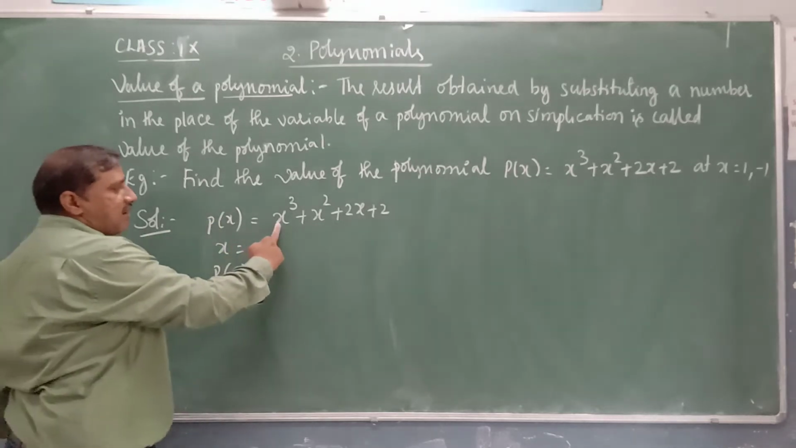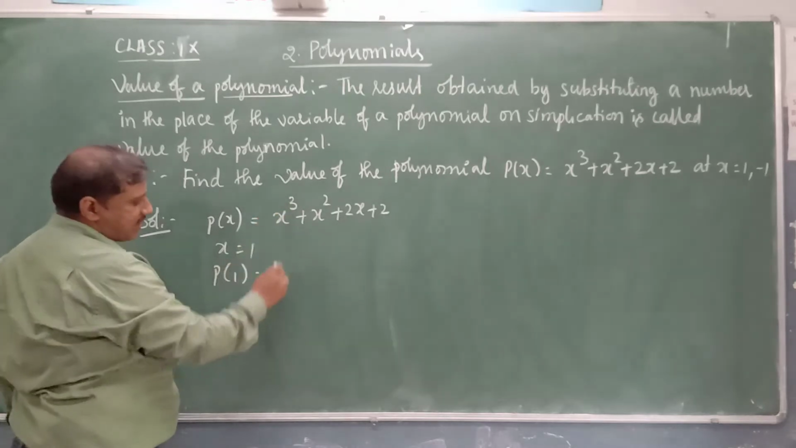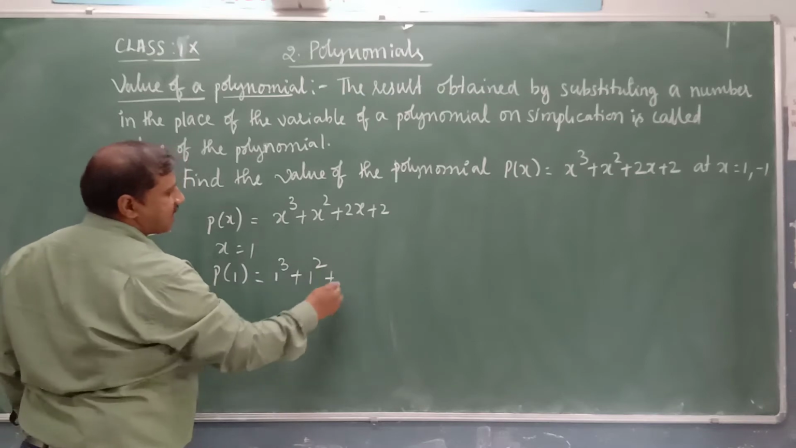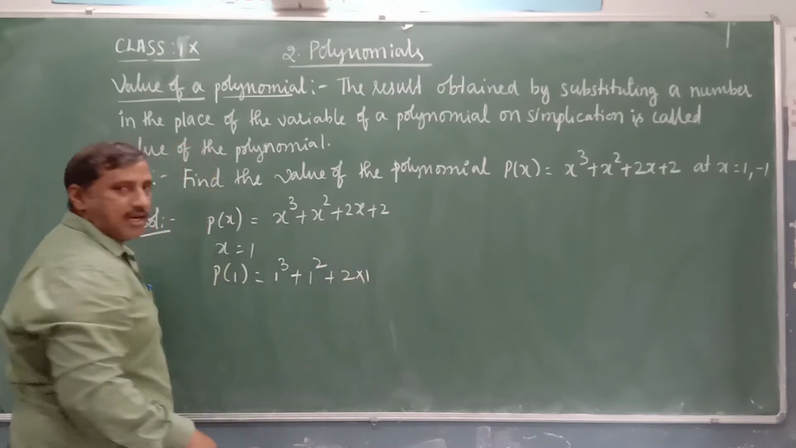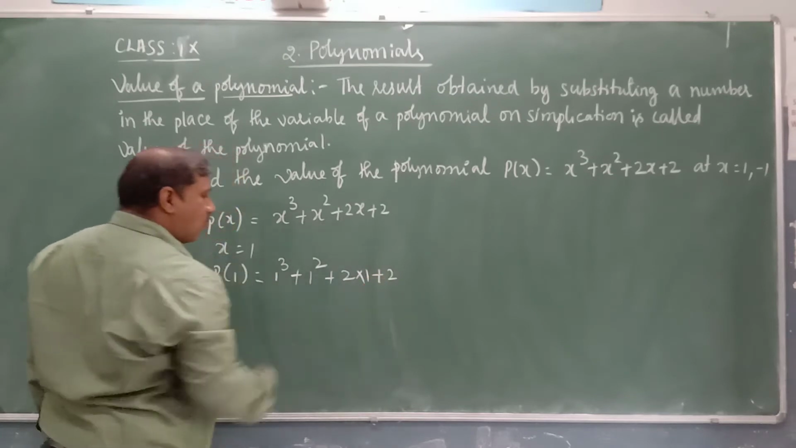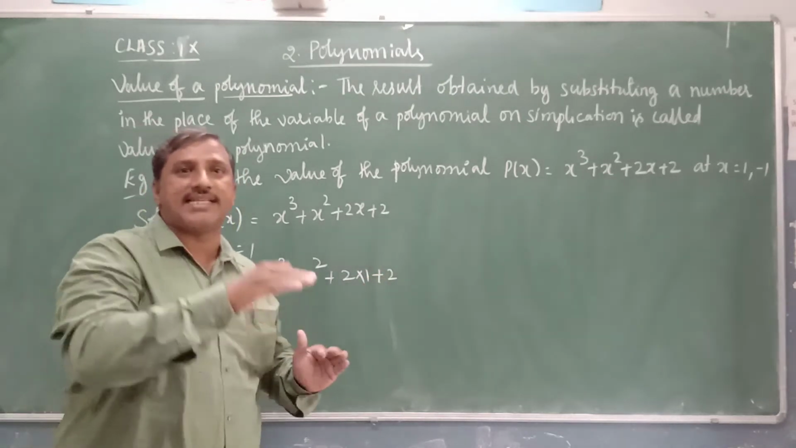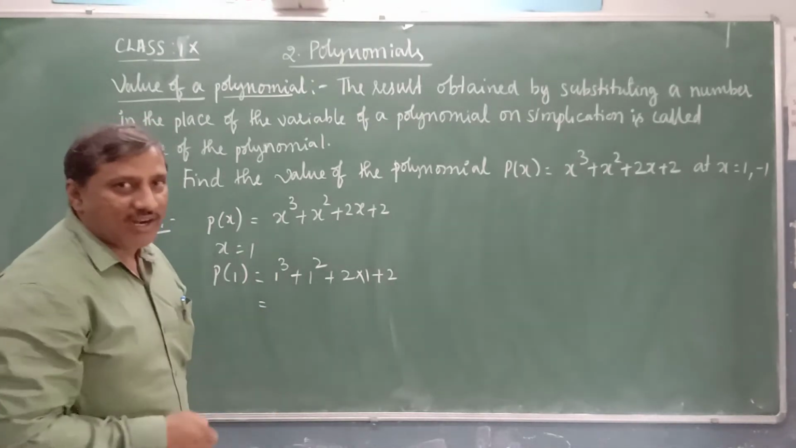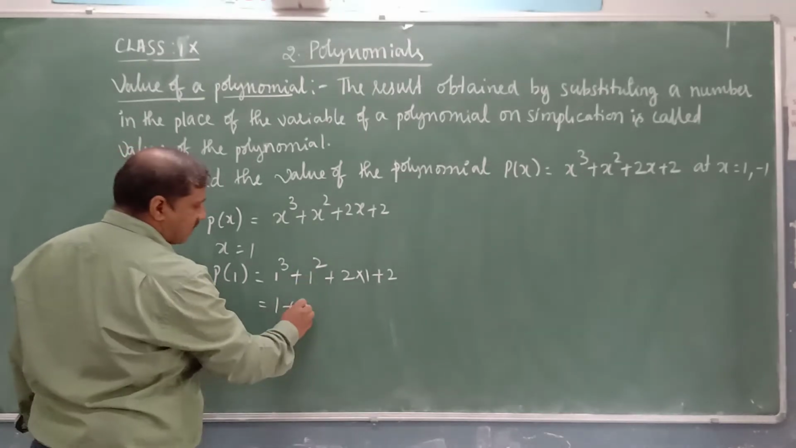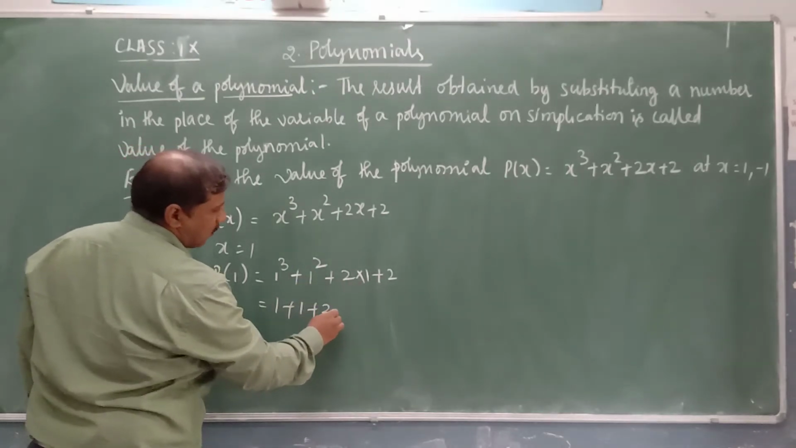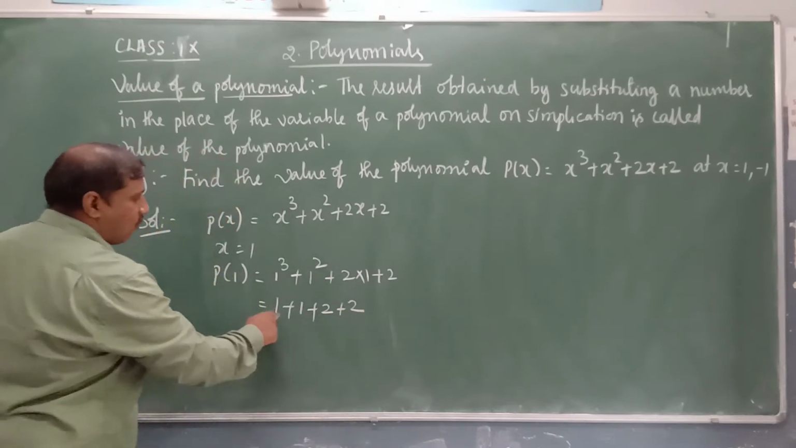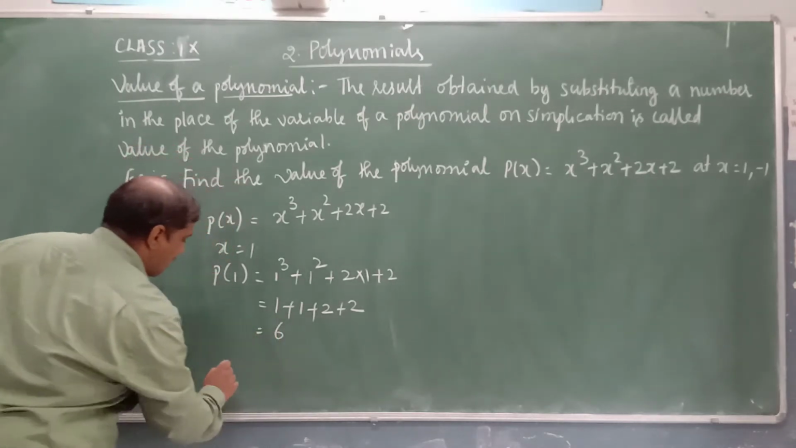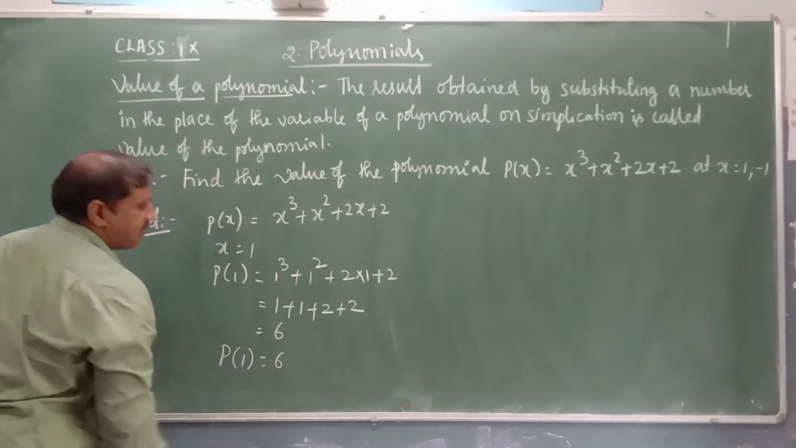Now substitute in the place of x as 1. X cube means 1 cube, plus x square means 1 square, plus 2 into x is 2 into 1, plus 2. Yes. Now we have substituted x as 1 and simplify. 1 cube means 1 into 1, it is 1, plus 1 square it is 1, plus 2 into 1 it is 2, plus 2. Now add: 1 plus 1 is 2, 2 plus 2 is 4, 4 plus 2 is 6. Now p of 1 is equal to 6.